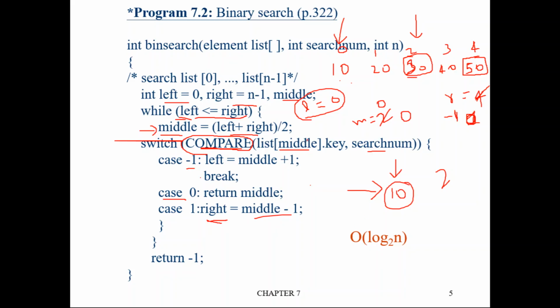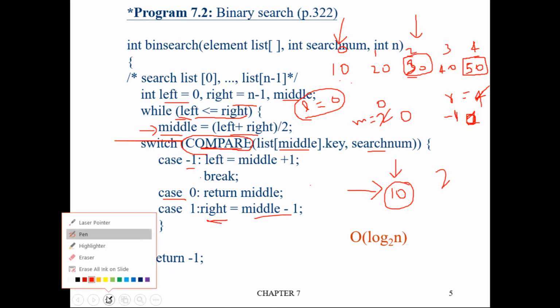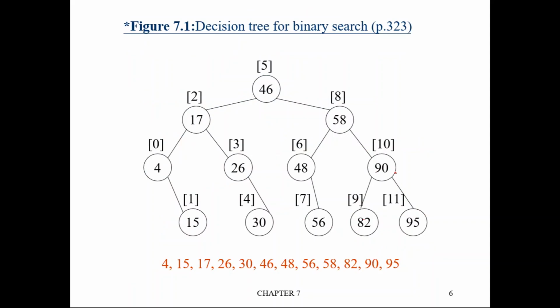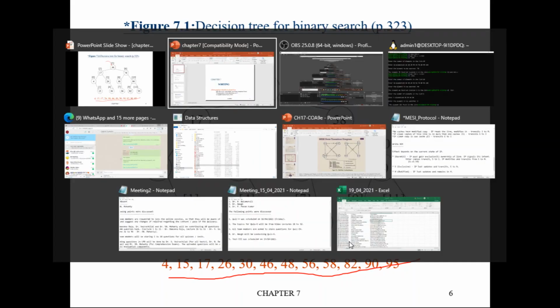So if you find the complexity of this algorithm, it is order of log n to the base 2, which is similar to the binary search tree. So here is the binary search tree. In a binary search tree also we do the same thing. If the element to be searched is less than this, then go to the left subtree. If it is greater, then go to the right subtree. And if you traverse the binary search tree in order, you will get the values in ascending order. Now let us quickly see the implementation of this.